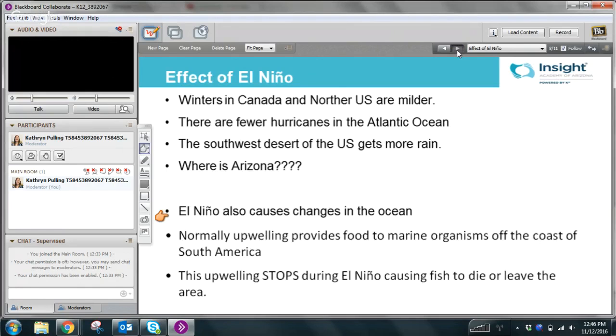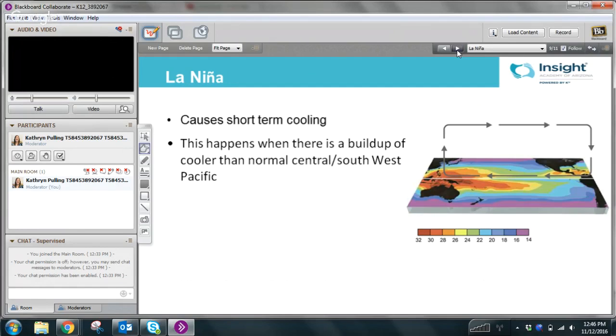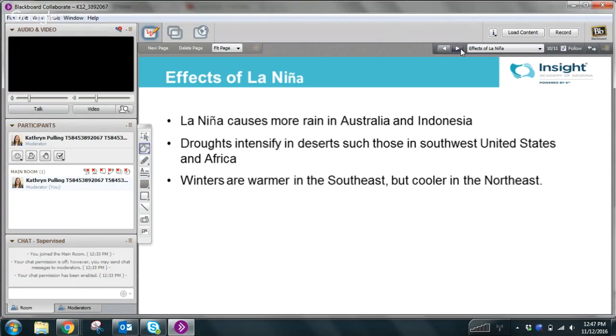Okay, so La Nina, kind of the opposite of El Nino. It causes short-term cooling. All right, so this happens when there's a buildup of cooler than normal waters and winds in the central and southern West Pacific. So this affects mainly this area. All right, so you bring in cold waters from way over here to this area that typically has much warmer waters.